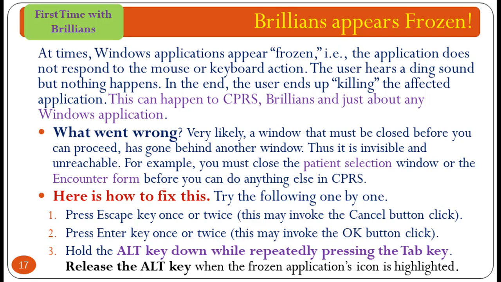Try the following one by one. 1. Press Escape key once or twice. This may invoke the Cancel button. Click, and close the hidden window. 2. Press Enter key once or twice. This may invoke the OK button. Click, and close the hidden window. 3. Hold the Alt key down while repeatedly pressing the Tab key. Release the Alt key when the frozen application's icon is highlighted. This may bring the hidden window to the front so that you can work on it.